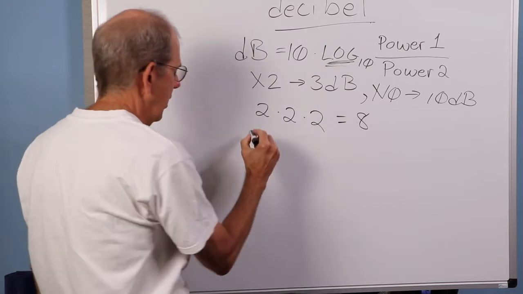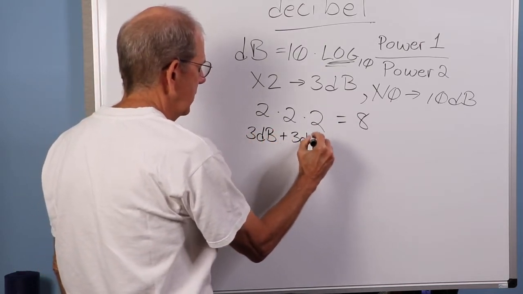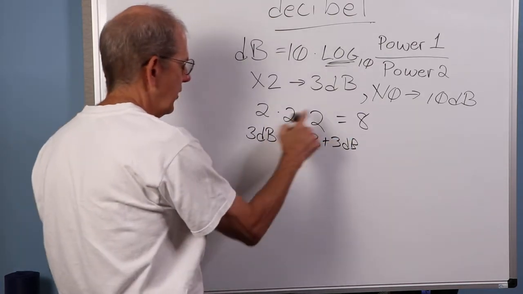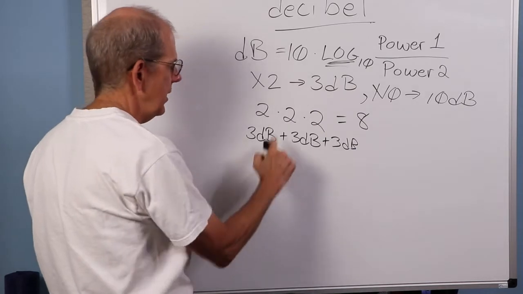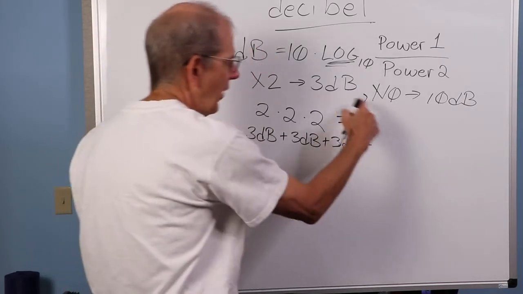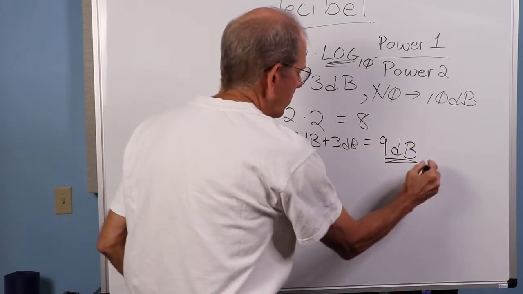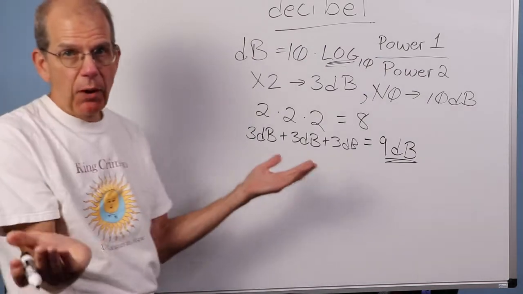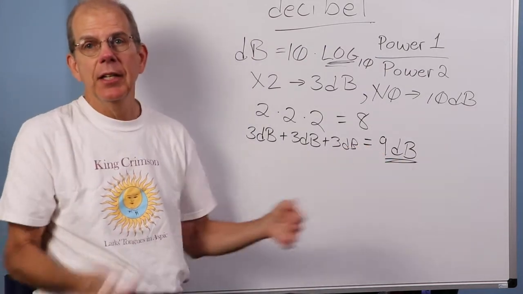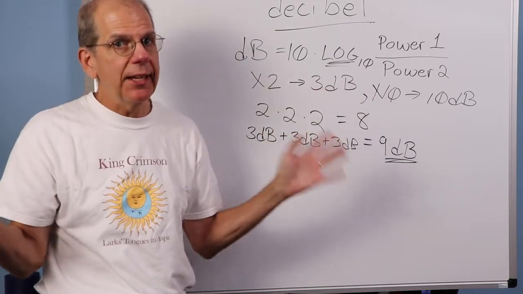Multiplies turn into adds, divides turn into a subtraction, and so forth. So this becomes 3 dB plus 3 dB plus 3 dB. Each factor of 2 turns into 3 dB. Each multiply turns into an add. So it's 3 plus 3 plus 3. So a factor of 8 is equivalent to 9 decibels. In other words, we would say that the output in my power amplifier, for example, is 9 decibels greater than the input. Okay, that's really all it is.